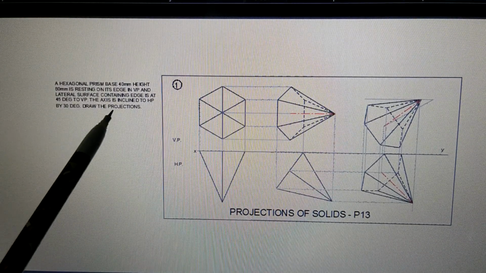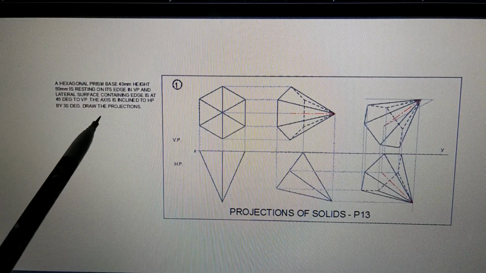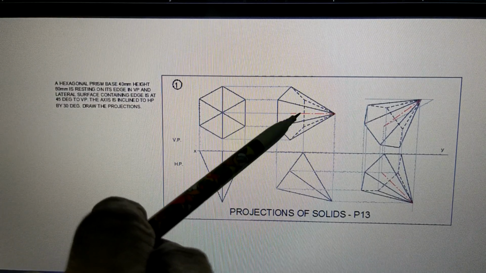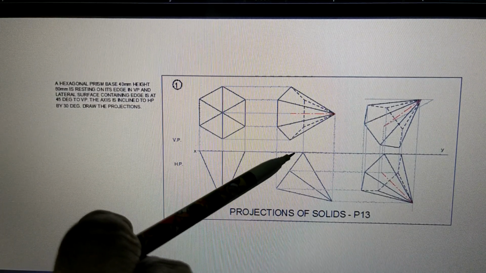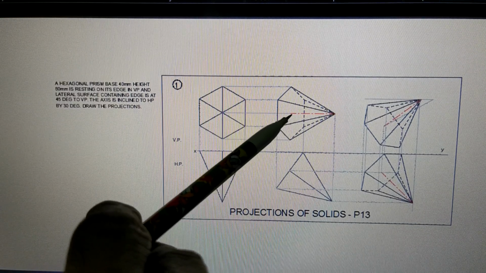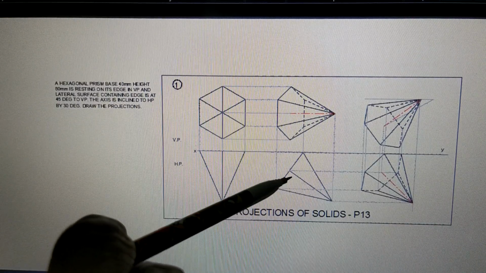Now the next part is new. The axis is inclined to HP by 30 degrees. Now this axis, and this is the HP line, this axis will be inclined to this HP by 30 degrees. Now if you draw this line itself at 30 degrees, that will not be correct, because this is not the real length. This is the apparent length. The real length is this.